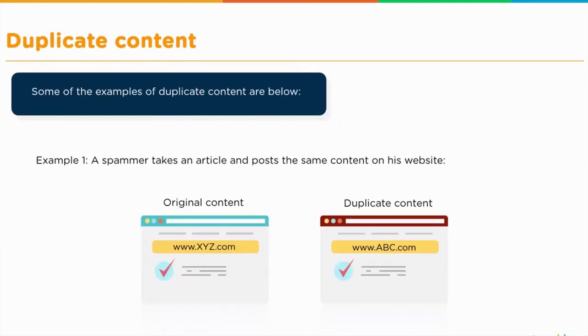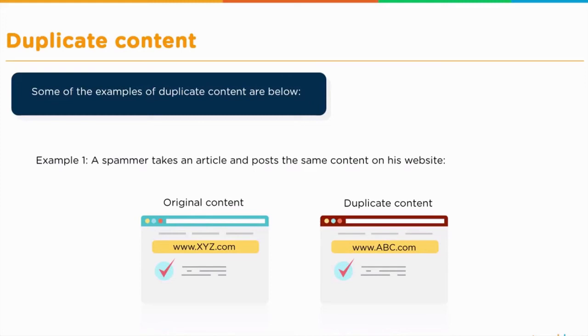So some examples of duplicate content are, for example, a spammer takes an article and posts the same content on his website. Or like I mentioned before, you create another website or register another domain and have that particular content on the old website still. Or you're writing a blog post and you tag it or categorize it, and the content shows up under the tags, under the categories, and just shows up in general. So there are a lot of scenarios where you can find yourselves with duplicate content.